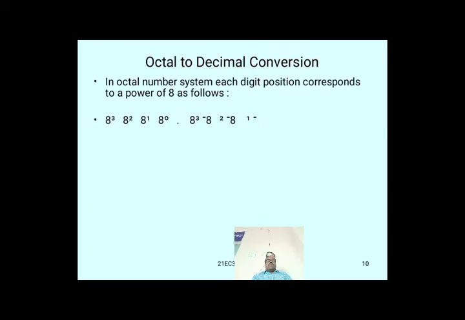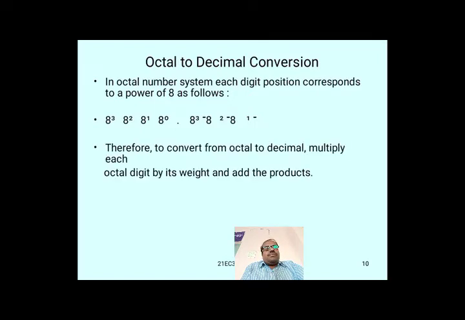I have written it correctly, but here some changes are there. Please make a note of it. Here we want to write the values 8 power 3, 8 power 2, 8 power 1, 8 power 0. After the point, that is 8 power minus 1, 8 power minus 2, 8 power minus 3. These changes also happen. Please make a correction of it.